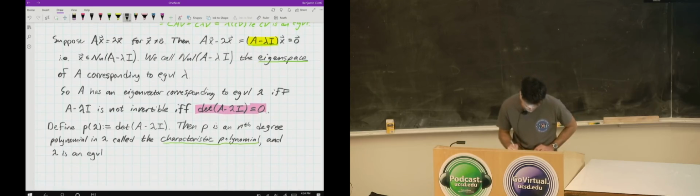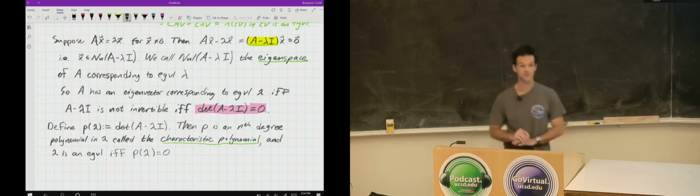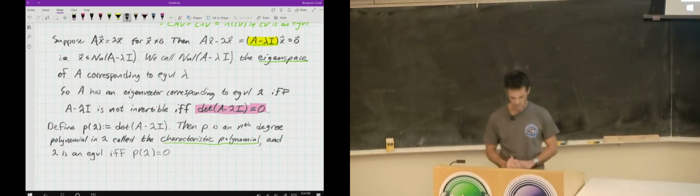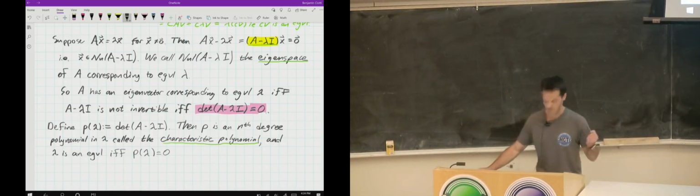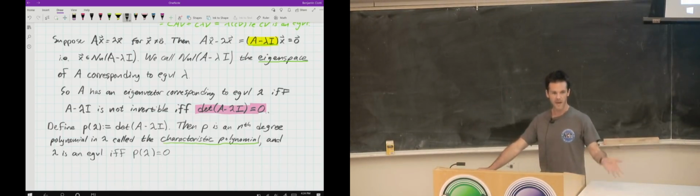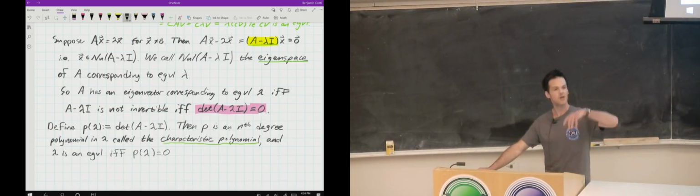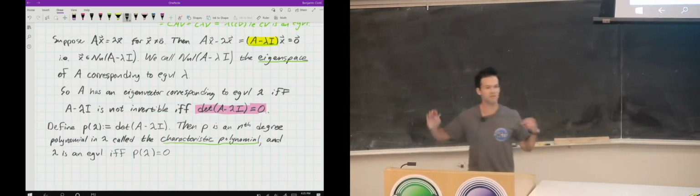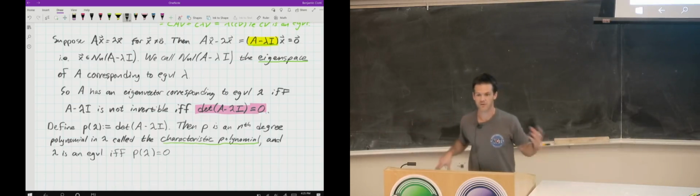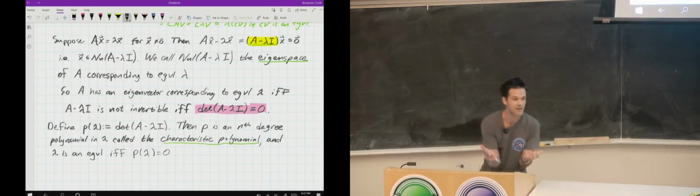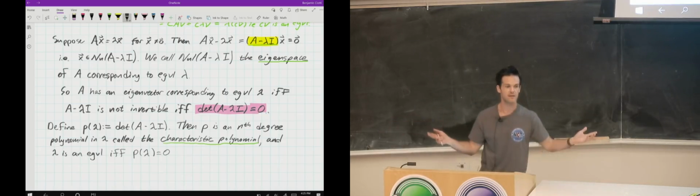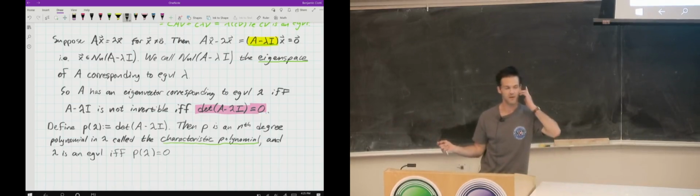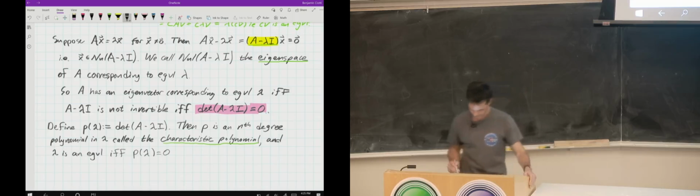And lambda is an eigenvalue if and only if it's a root of the characteristic polynomial. Right? Because that's exactly what it means to say that the determinant of A minus lambda I is 0, which is exactly what it means to say you can find a non-trivial vector in that null space, which is exactly what it means to say that the definition of eigenvalue and eigenvector is satisfied. Okay.